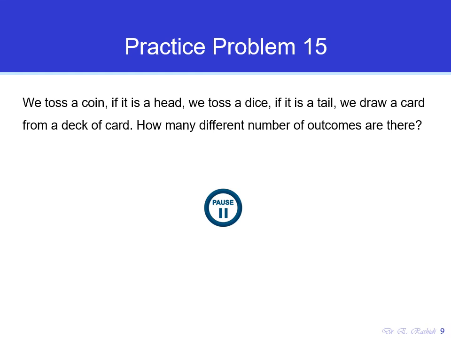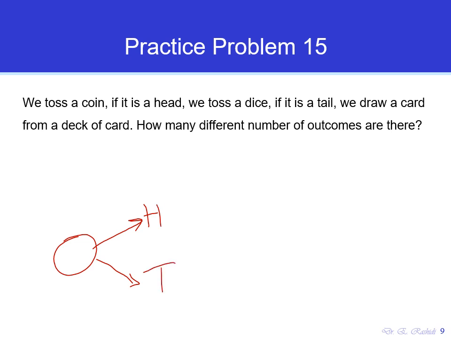All right, so let's see the solution. So here we have a coin. We toss the coin. If we get a heads, we could also get a tails. So if we get a heads, then we're going to toss a dice. How many possibilities do we have for the dice? It could land on 1, 2, 3, 4, 5, or 6. Right? So there are 6 possible outcomes.